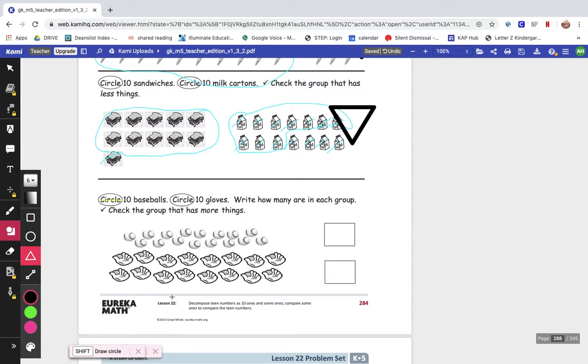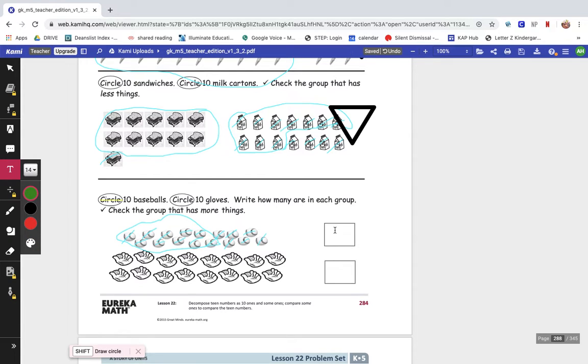All right, moving on. So we're going to do baseballs and gloves, all right? We want to see how many we have of each and which one has more, okay? All right, let's count the baseballs. 1, 2, 3, 4, 5, 6, 7, 8, 9, 10. I'm going to circle that 10 group. And we can count on 11, 12, 13, 14, 15, 16. I'm going to write that number right here. Write the number 16.